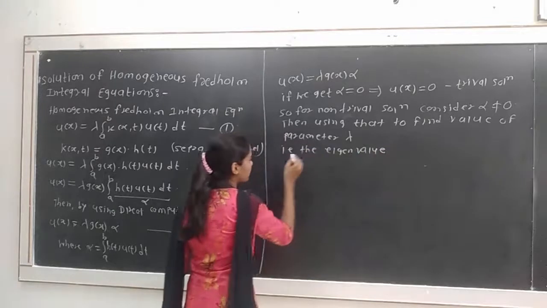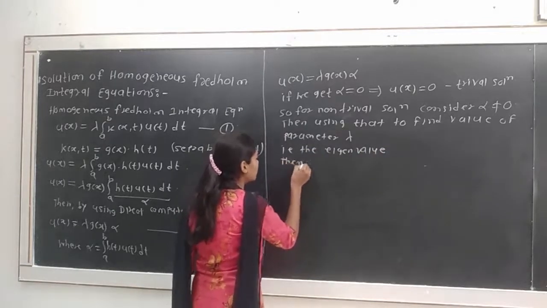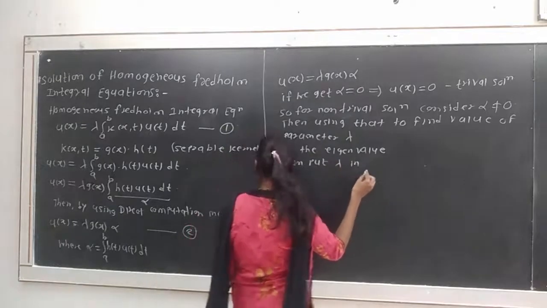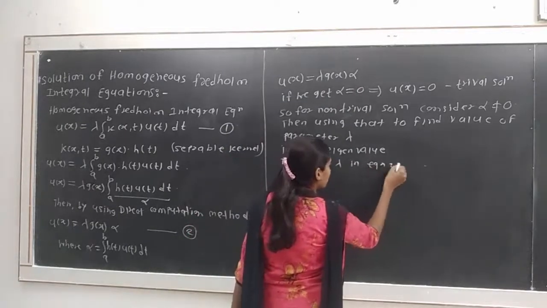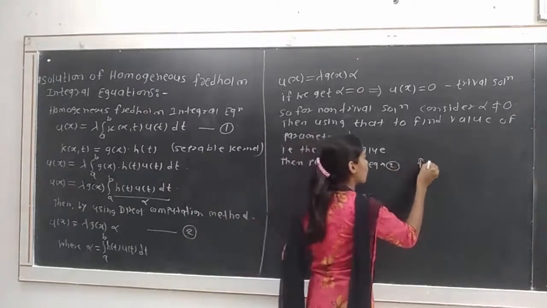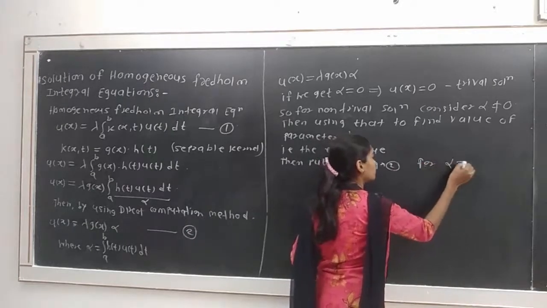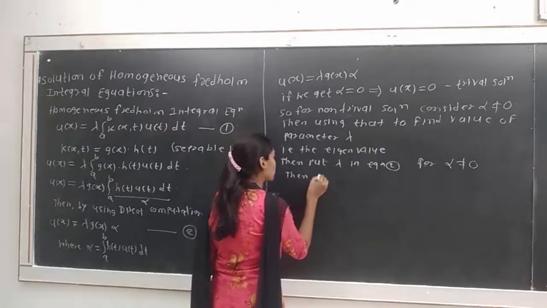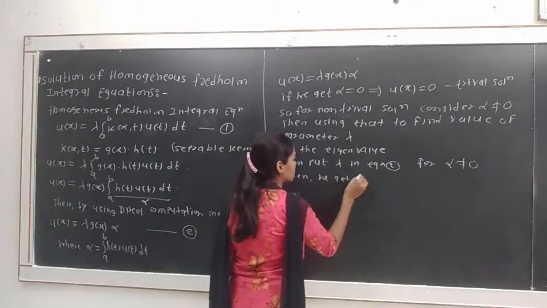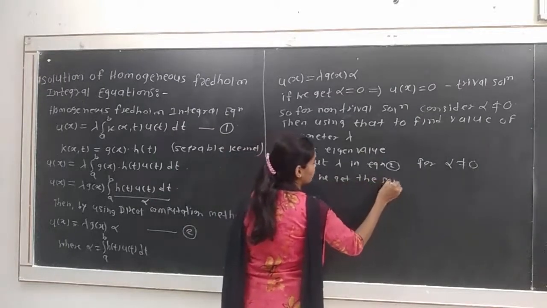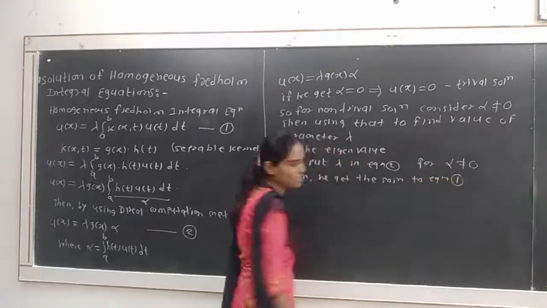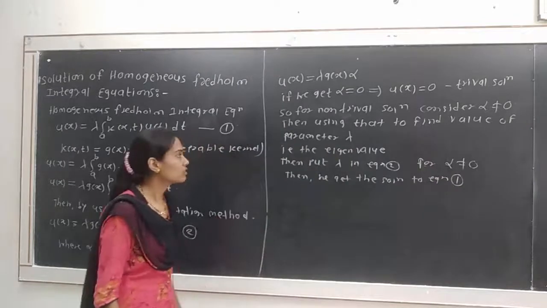Okay, and then put lambda in equation number 2 for alpha not equal to 0, then we get a solution to equation number 1, that is the homogeneous Fredholm integral equation.